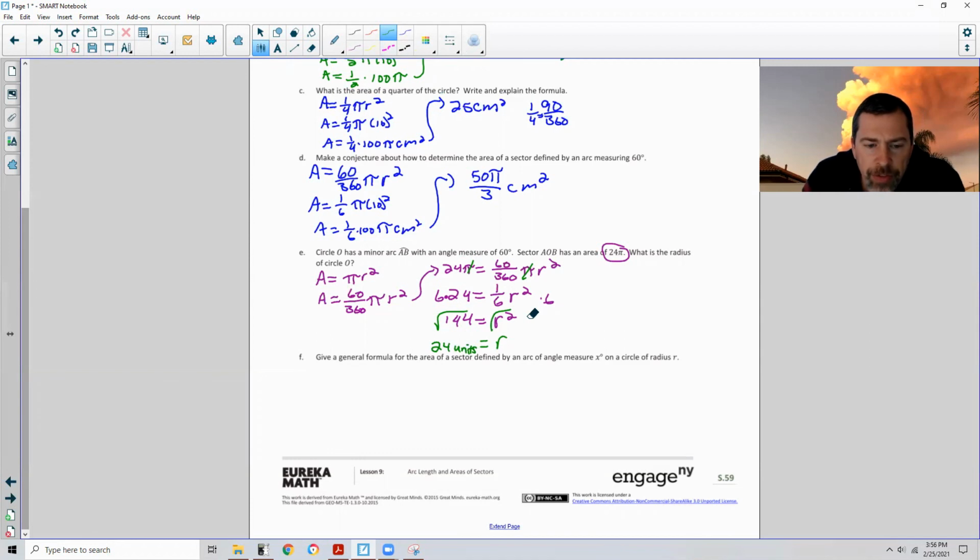Okay. F says give a general formula for the area of a sector defined by an arc of an angle measure of x degrees on a circle of radius r. So area of a sector, which is what we've been doing on this page, equals the arc measure or the central angle measure divided by 360 times pi r squared.